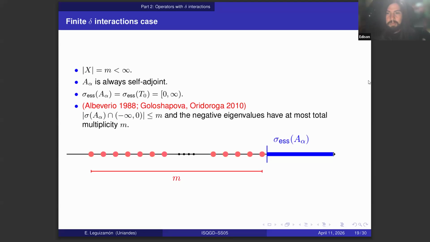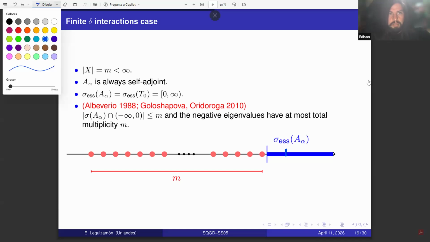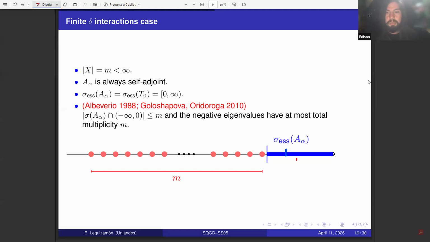Please note that we still don't have results about embedded eigenvalues. I mean, what happened here with embedded eigenvalues? We don't know. Okay, we know, but not from these results.